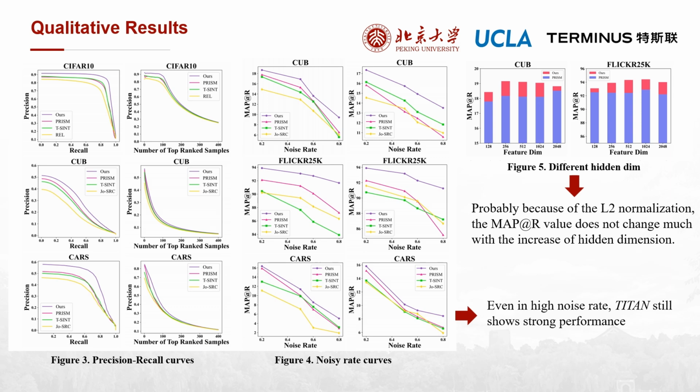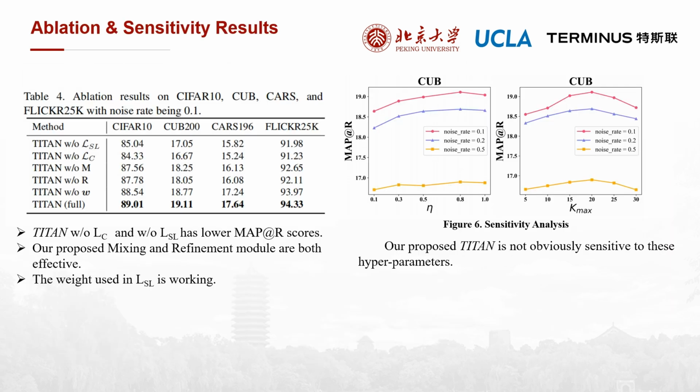Figure 5 shows the MAP corresponding to different hidden dimensions. Probably because of the normalization, the MAP value does not change much with the increase of hidden dimension. Ablation results validate the effectiveness of our different modules and designs. And the sensitivity analysis shows that our proposed Titan is not sensitive to these hyperparameters.